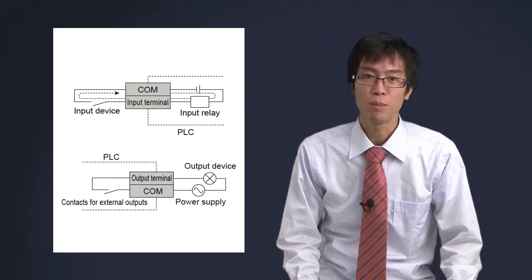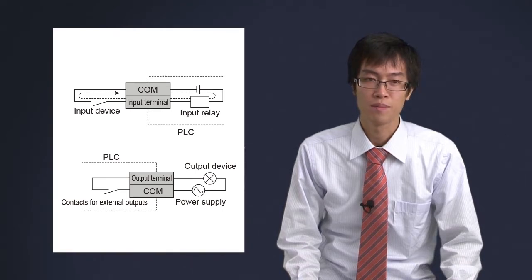Similarly, an output device works when it is connected between a terminal and its COM terminal. Note that you need to prepare an external power supply used to drive the output device. In this way, DC or AC devices can be controlled according to COM terminal.